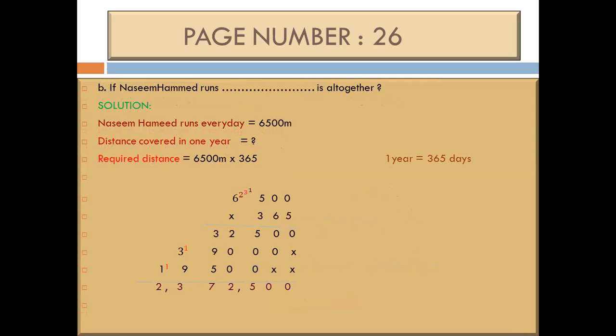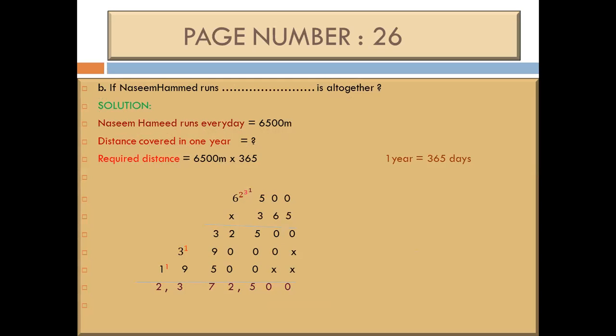If Naseem Hamid runs 6,500 meters every day as part of our training program, how many meters will she run in the course of 1 year and how many kilometers is that altogether? In this question, we have two parts. First, we find the answer in meters and then we find our answer in kilometers.